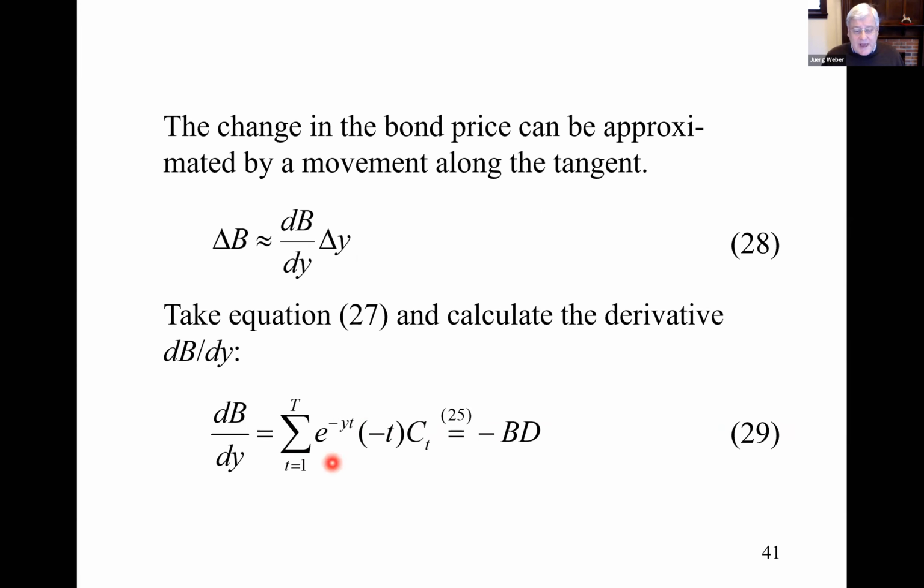So that's what we have here. This minus t comes from the chain rule. And that's the derivative. If you again use summations, then in the end. Now, if you use equation 25, ETC gives you just BD.